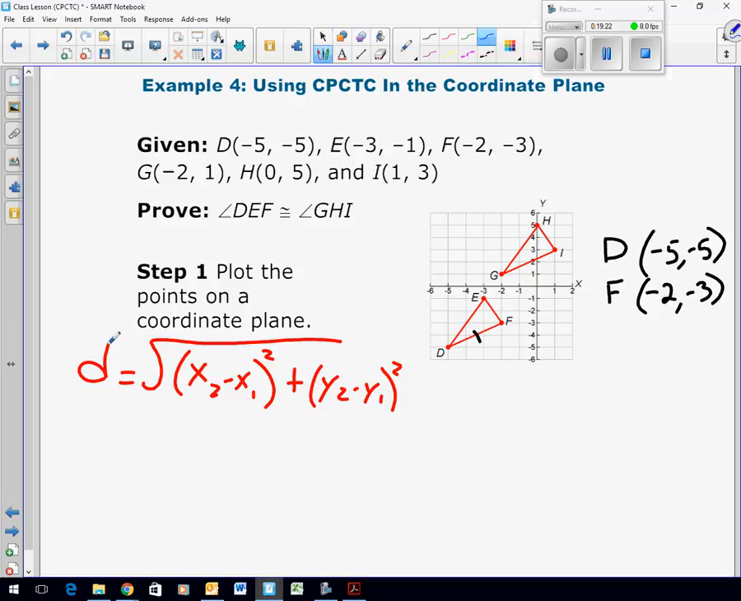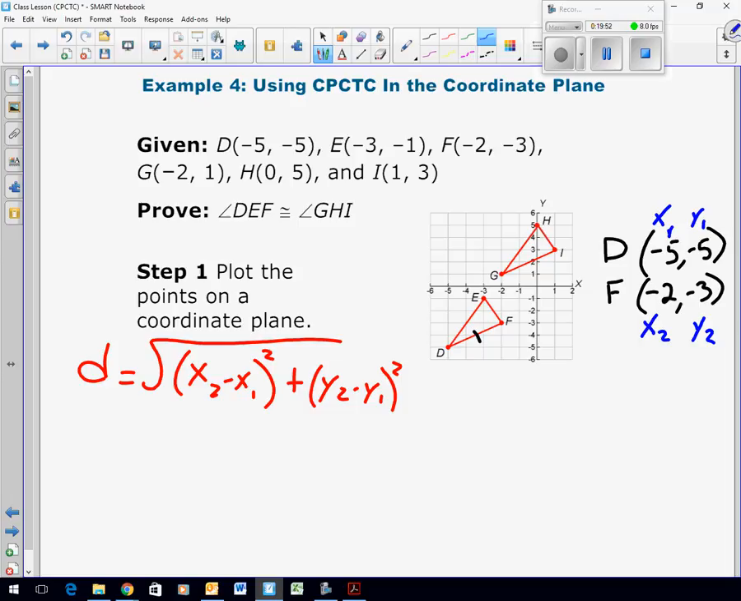Which one of these do you want to be point 1? D becomes point 1. So here is x1, y1. Everybody got me? Because we write these xy, which means F has to be x2 and y2. Simple so far, right? All you've done is write down the coordinates and label one of them point 1 and one of them point 2.